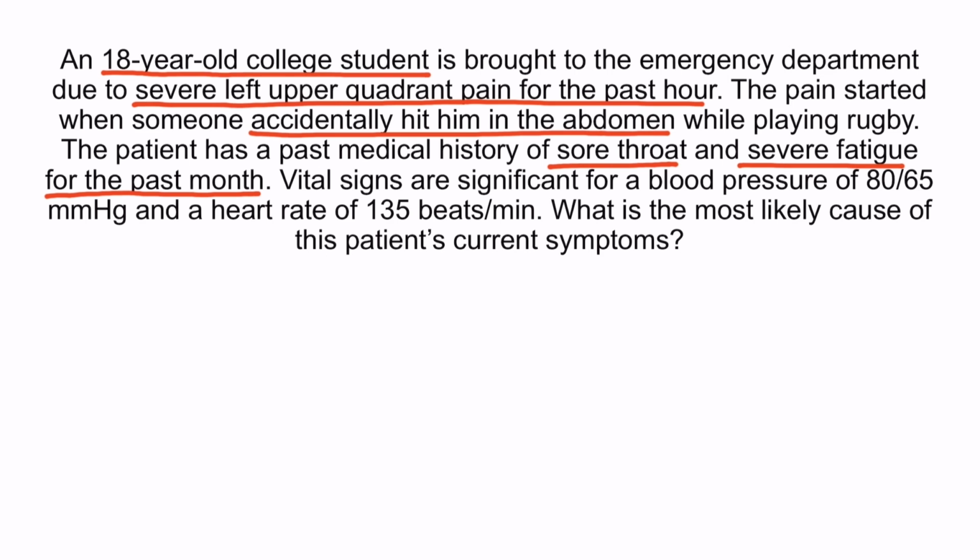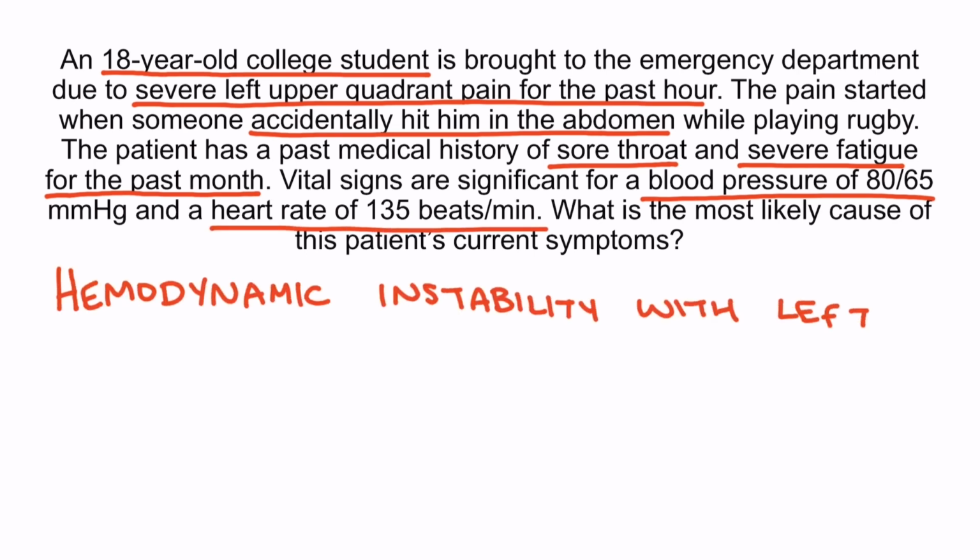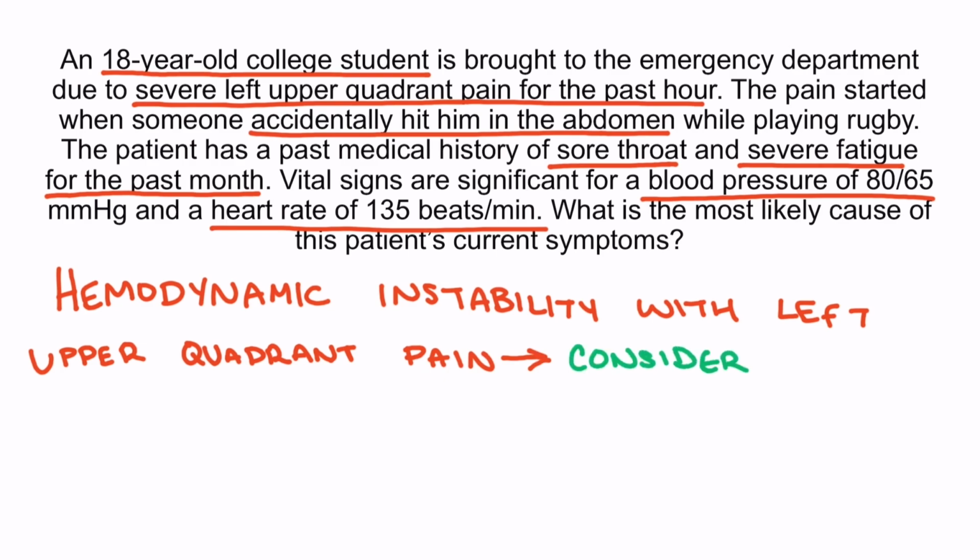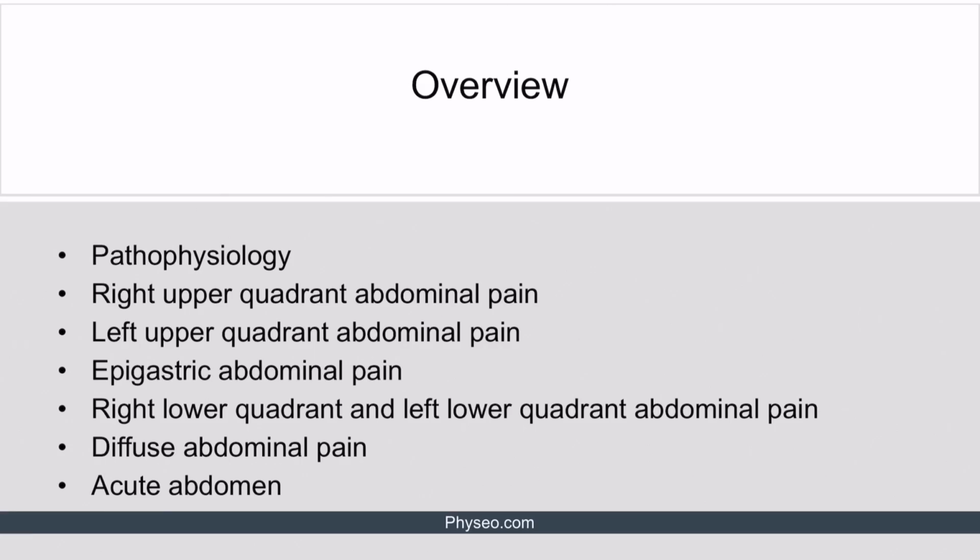Vital signs are significant for hypotension with the blood pressure of 80/65 and tachycardia with the heart rate of 135. Hemodynamic instability with left upper quadrant pain is most consistent with splenic rupture. Next, we will discuss the etiologies of epigastric abdominal pain.